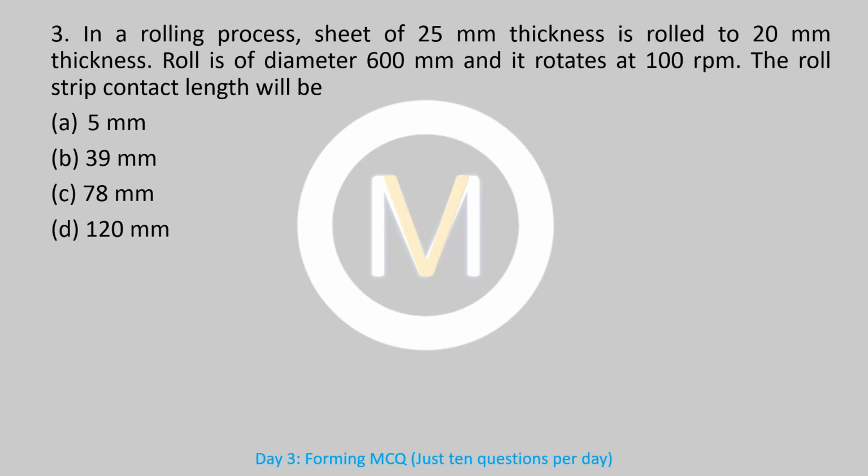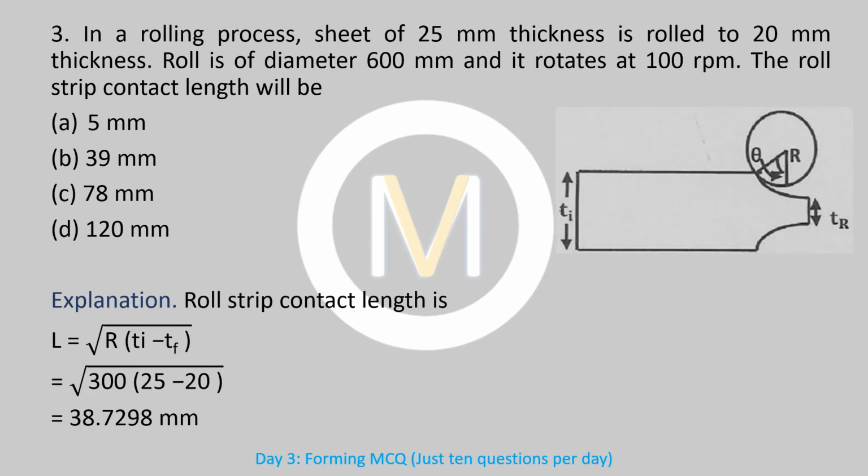So first we have to see what the rolling process is. Here are two rolls like this, and one will be here also. So two rolls are used for lowering the thickness of this material. The initial thickness was 25 mm, and the final thickness is coming out to be 20 mm. So this process is called rolling. Now we have two rolls of 600 mm and it is asking about the strip contact length. What will be the strip contact length? This will be the strip contact length.